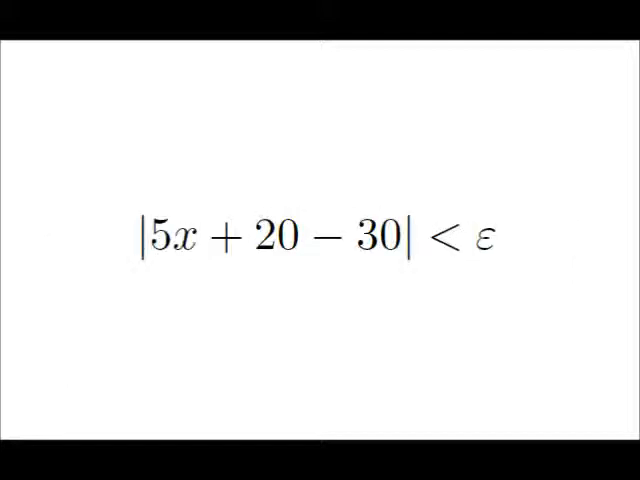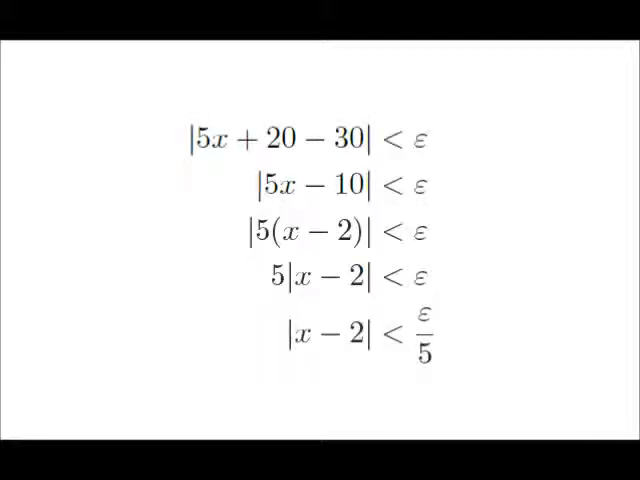We start by supposing the absolute value of 5x plus 20 minus 30 is less than some arbitrarily small value of epsilon. Now we're going to do some algebraic manipulations to both the left-hand side and the right-hand side until the left-hand side is the absolute value of x minus 2. Okay, we can simplify the plus 20 minus 30 to minus 10.